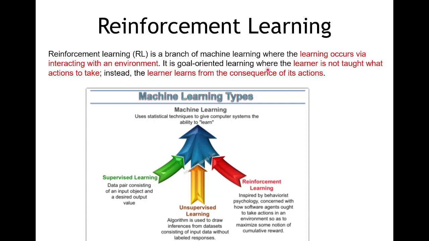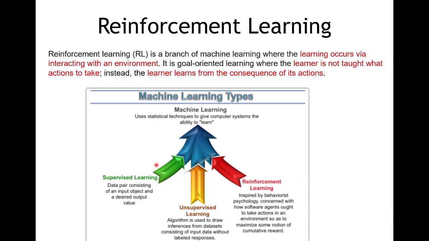So that's what we say here. It is a goal-oriented learning where the learner is not taught what action to take. Instead, the learner learns from the consequences of its action. So this means that there is no ground truth. What is happening in reinforcement learning is that the agent is learning from its failures or from the reward that the environment is giving to it.